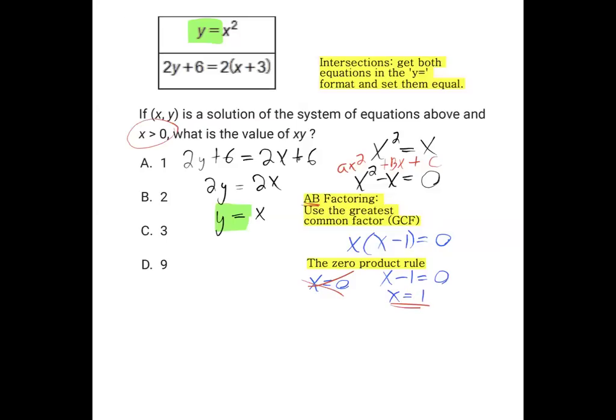So if x is 1, what's y going to be? Well, y, we were told, is x squared, and x is 1, so y is 1 squared. So y came out to 1. So if x is 1 and y is 1, what's xy? x times y, 1 times 1, is simply 1, and we're done.